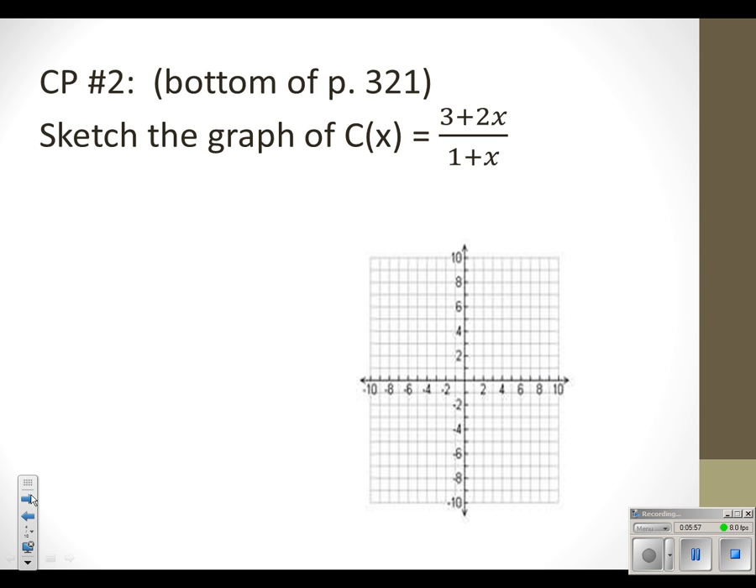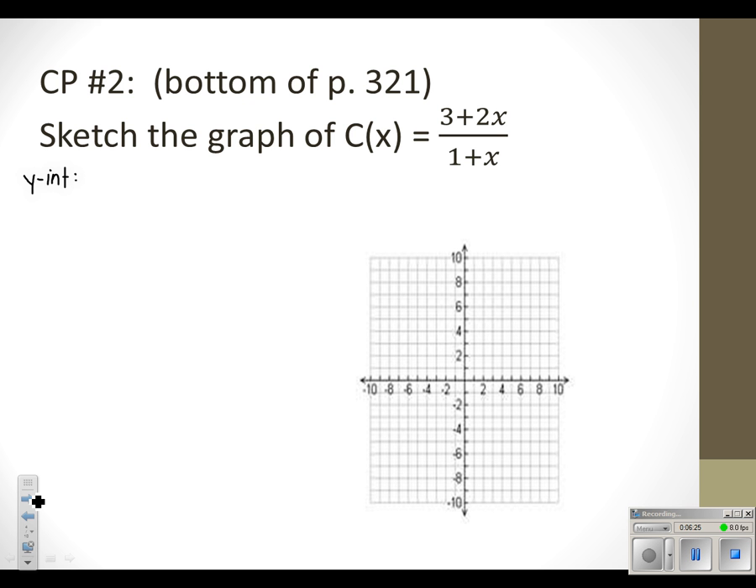Let's take a look at another checkpoint problem. This is checkpoint number 2 at the bottom of page 321. Same kind of thing. We're going to sketch the graph of c of x this time. Take a look at your numerator function and your denominator function. Can you factor them? Can you simplify anything? Again, for this one, the answer is no. So we're going to go on and figure out our things here. Let's start by finding that y-intercept.